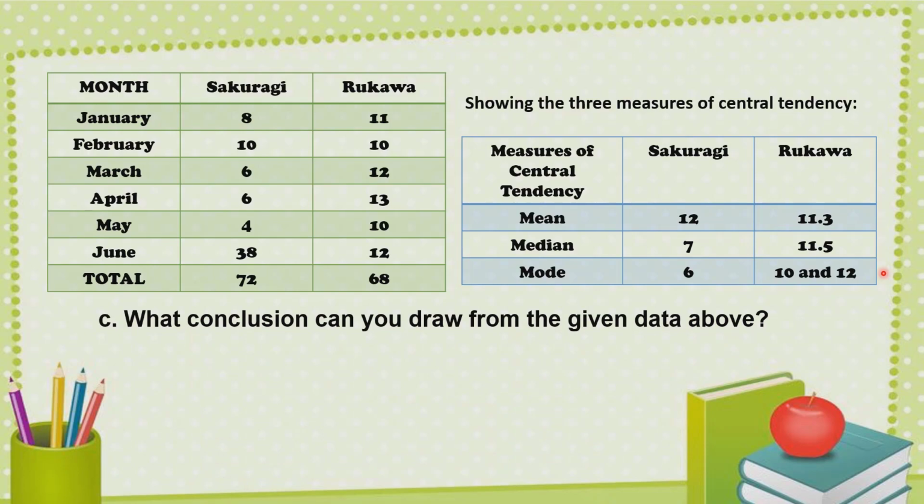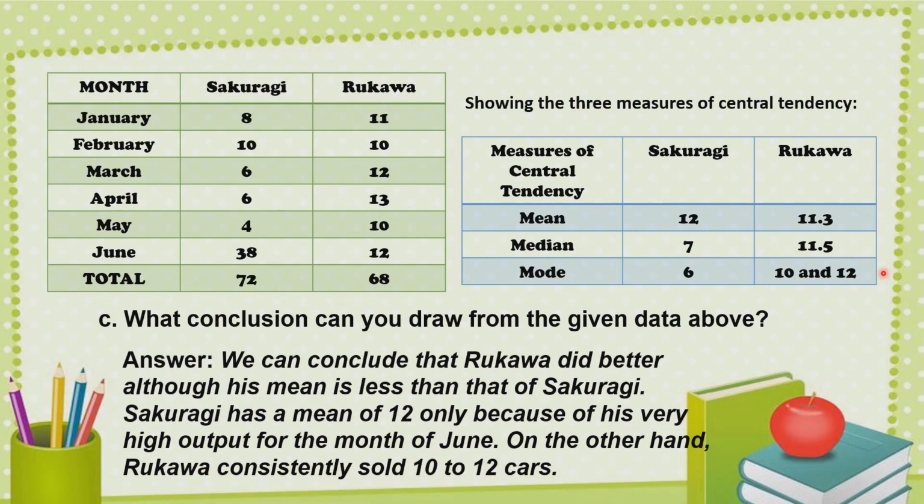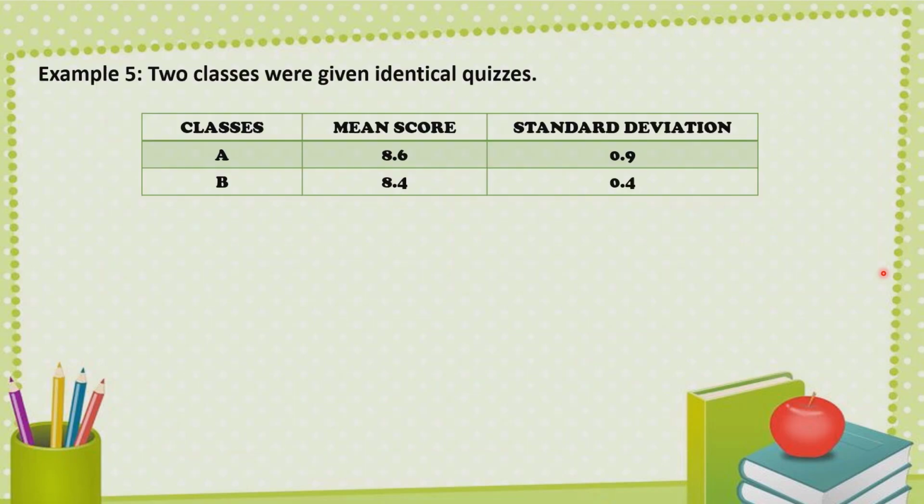What conclusion can you draw from the given data above? We can conclude that Rukawa did better although his mean is less than that of Sakuragi. Sakuragi has a mean of 12 only because of his very high output for the month of June. On the other hand, Rukawa consistently sold 10 to 12 cars.